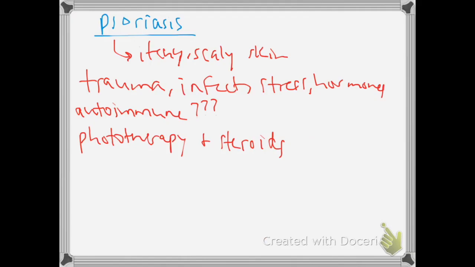Next is psoriasis. It's this itchy, scaly skin. Here are some different things that can cause it: things like trauma or infection or stress or different hormones. It might have an autoimmune component, and some different therapies are phototherapy, so using light waves, and steroids. All these skin conditions we're talking about are just basic vocab words that we might have a question on in the test. There's not a lot of physiology behind them.